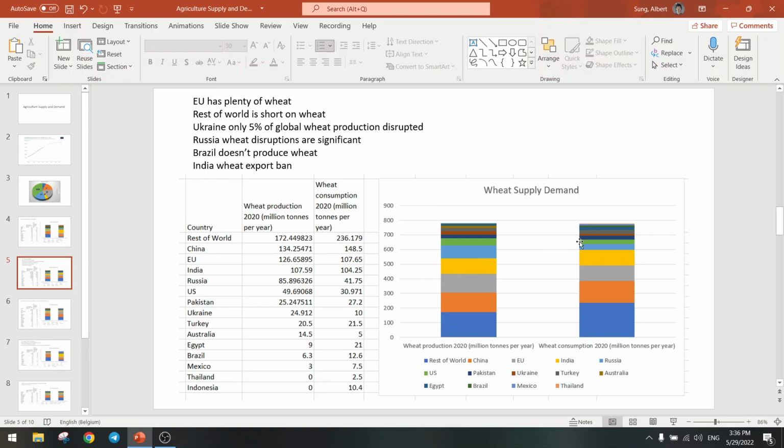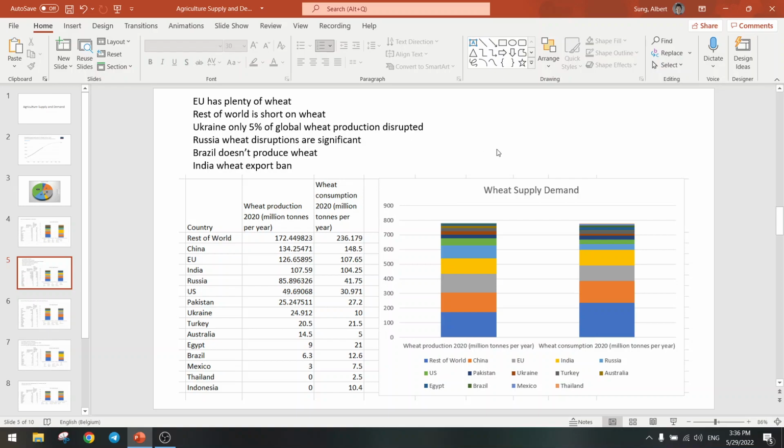And that will probably affect these countries, but less the EU, because the EU is not consuming that much. China, yeah, China could also be disrupted because they eat more wheat than they produce. Interesting to know, Brazil doesn't produce wheat. So this is Brazil, and it's not even on this chart. You can't even see it. So if wheat is disrupted, I don't think Brazil will benefit from that because they don't produce wheat.